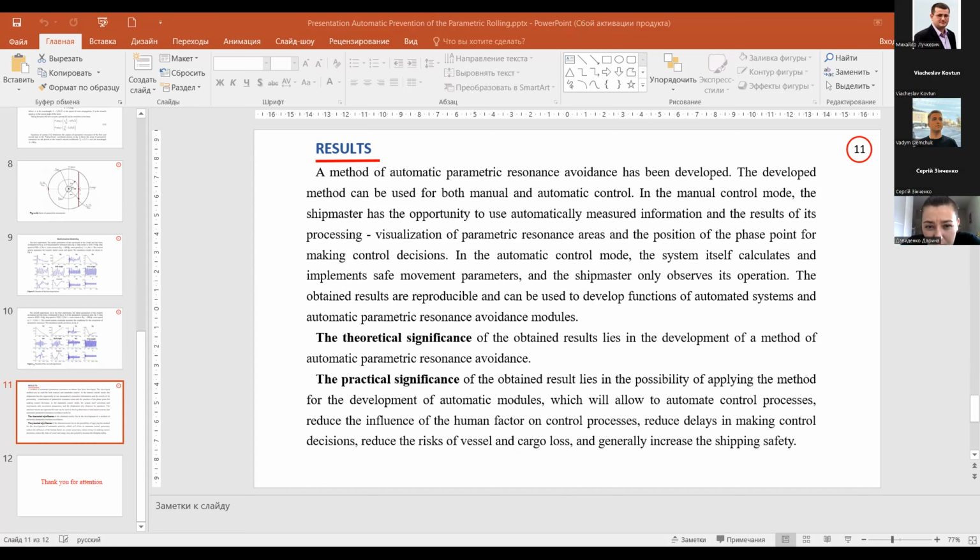The practical significance of the obtained result lies in the possibility of applying the method for developing modules for automatic avoidance of parametric resonance, automatic control processes, reducing the influence of the human factor on control processes, reducing the delay in making management decisions, reducing the risk of ship and cargo loss, improving shipping safety in general.